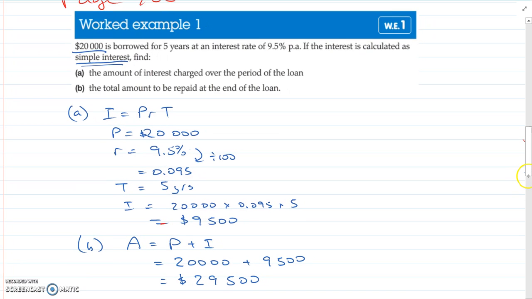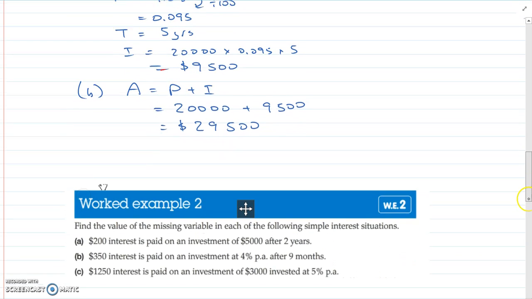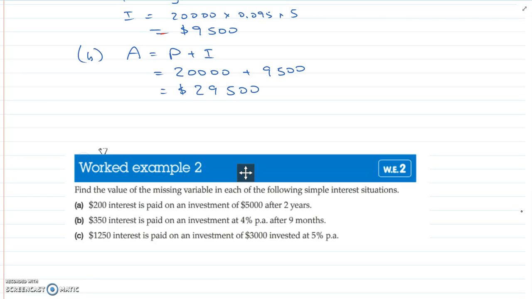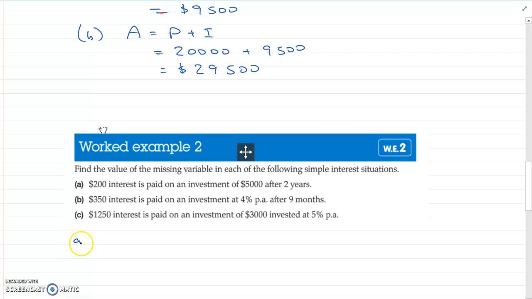Now let's look at the next example. So again, from your textbook, find the value of the missing variable in each of the following simple interest situations. Alright, so let's look at question A. $200 interest is paid on an investment of $5,000 after 2 years. Okay, we're going to be using this equation, I equals PRT.